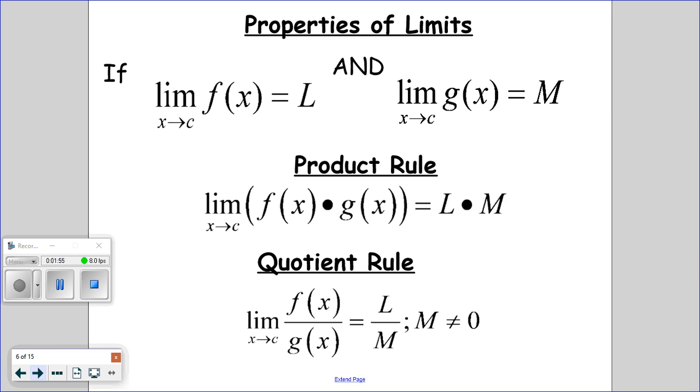The only thing you have to be cautious on that one is it does have that little restriction. We can do that assuming the limit of g of x is not 0, because obviously we can't divide by 0.